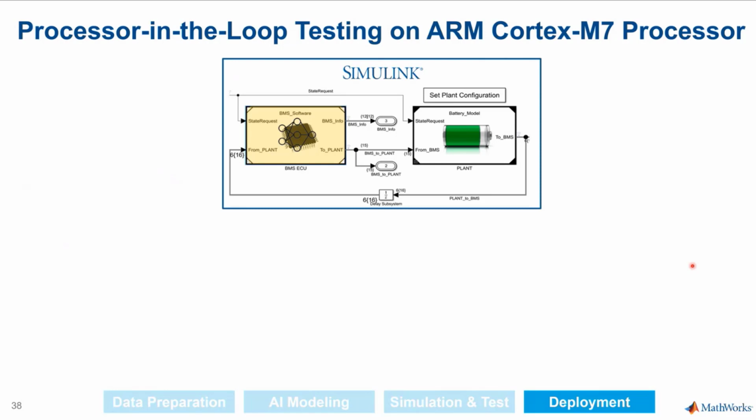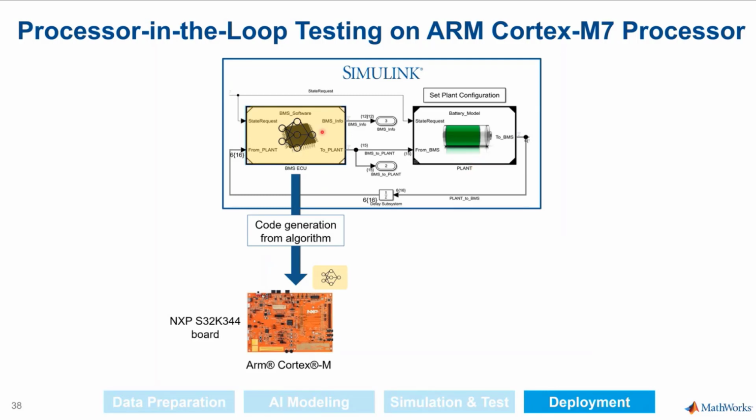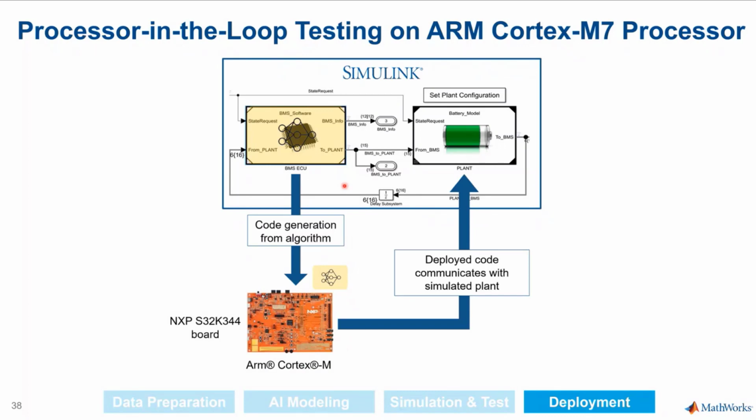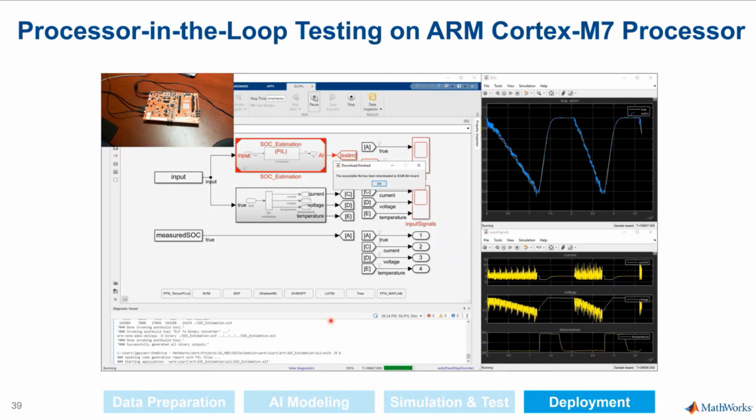Now, you can deploy this code on the microcontroller or on the processor, and we can also simulate the full system with this processor in the loop. So code is generated from the algorithm. It was deployed on this ARM Cortex board. Then we connect this to the full simulation, so the deployed code communicates with the simulated plant. Let's see this in action.